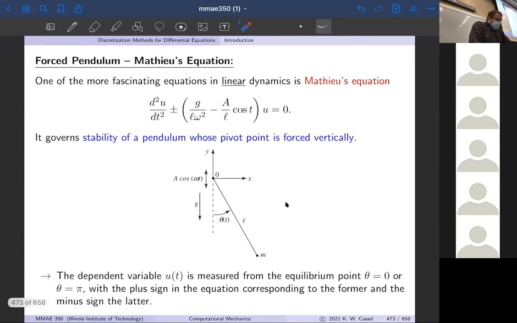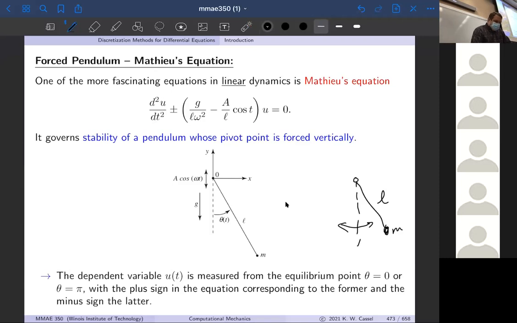So the first one is a forced pendulum. It's a real simple geometry, a very simple system, but it leads to a very interesting equation with extremely interesting behaviors. So we all know the simple pendulum. You just have a mass hanging from a pendulum of length L, and this wibble wobbles back and forth.